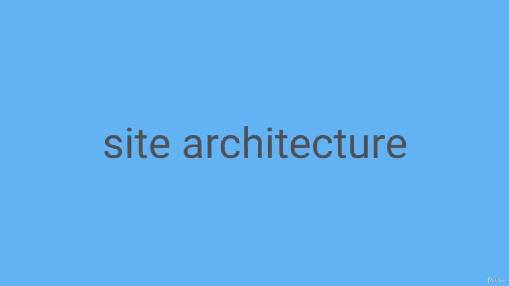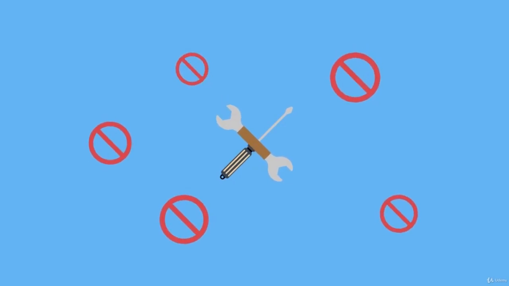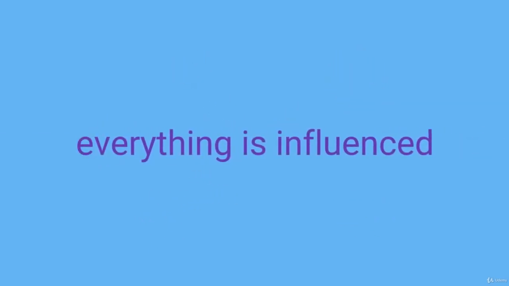Architecture should be the number one step of your technical SEO campaign, even before crawling and indexing. This is important because most of the crawling and indexing issues happen due to poorly structured websites. So you can decrease the error rate of your website by improving your site architecture, and then you don't need to worry about indexing issues. Another thing is that your site architecture influences almost everything you do on your site, from URLs to your sitemap. Everything is influenced by your site architecture, so it should be the main thing you start your campaign from. Focusing on site architecture will make your SEO tasks a lot easier.